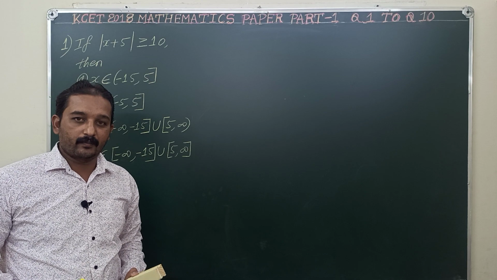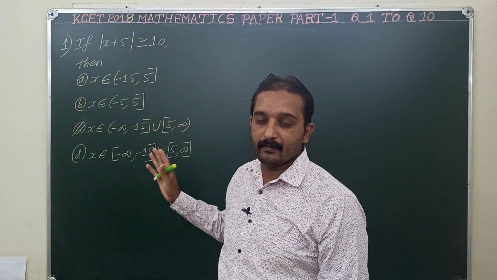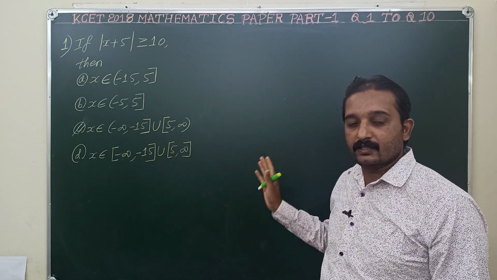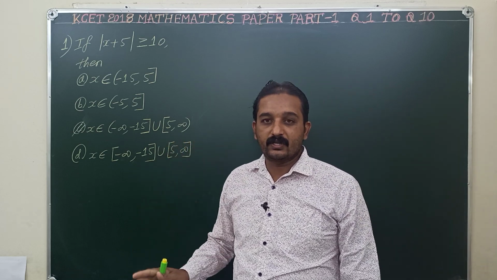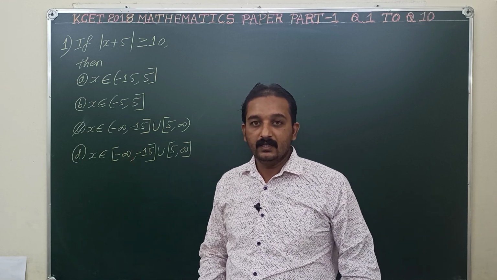In this video I am going to solve the KCET 2018 Mathematics paper part 1, from question number 1 to 10. Let us move on to the first question. This question is based on the chapter Linear Inequality, which belongs to the first year. So let us see the question.